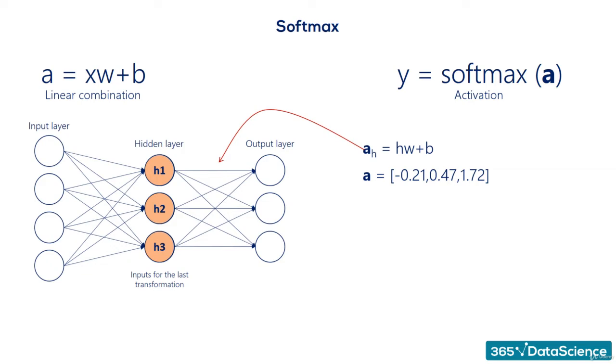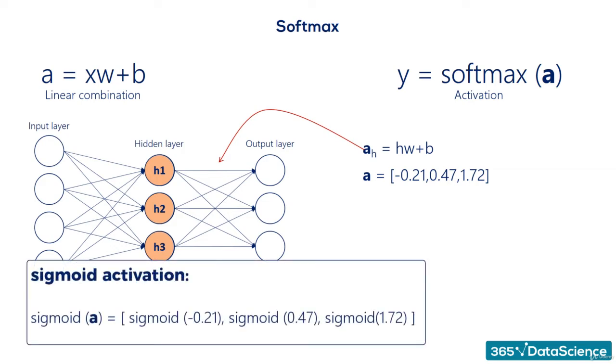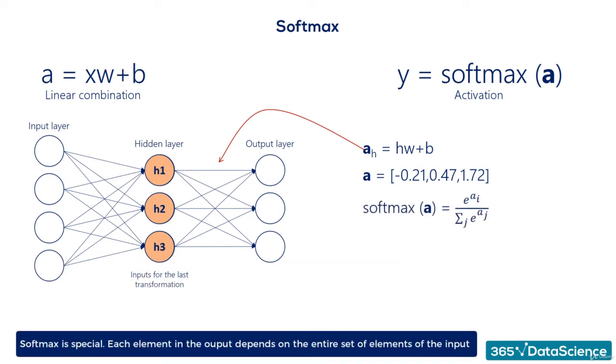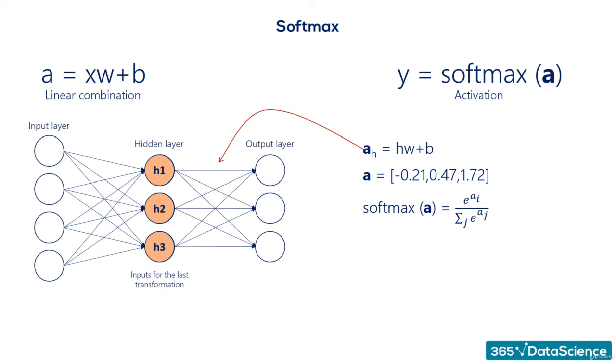Now, if we used a different activation, such as the sigmoid, we would simply apply the formula for each of the 3 numbers, and we would obtain a new vector containing 3 new numbers. But softmax is special. Each element in the output depends on the entire set of elements of the input. Let's find the softmax of a.